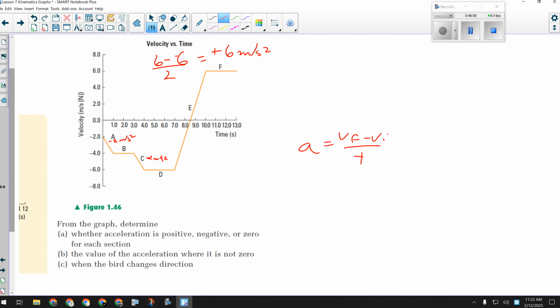All right, most important part of this question. At what time does this bird change direction? 7 seconds.